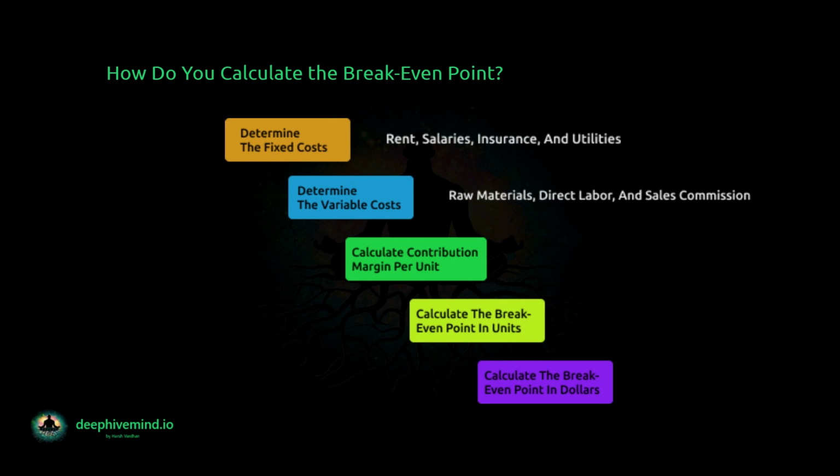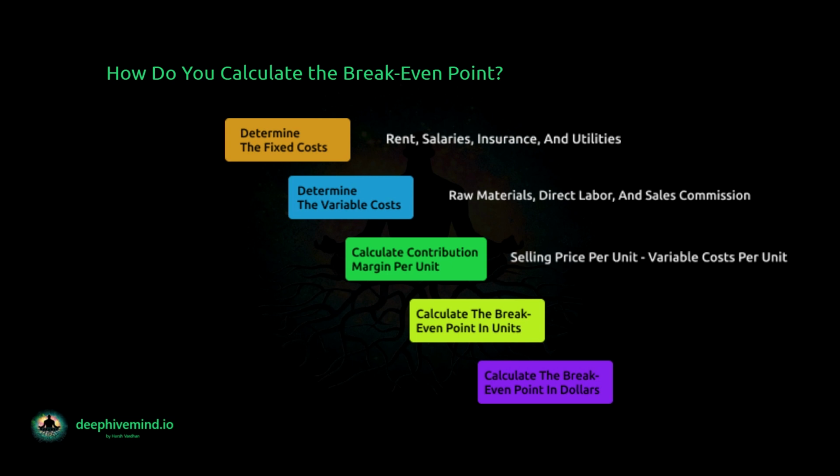Calculate the contribution margin per unit. This is the difference between the selling price of a unit and its variable costs. It represents the amount of revenue that is available to cover the fixed costs and generate a profit. Contribution margin per unit equals selling price per unit minus variable costs per unit.